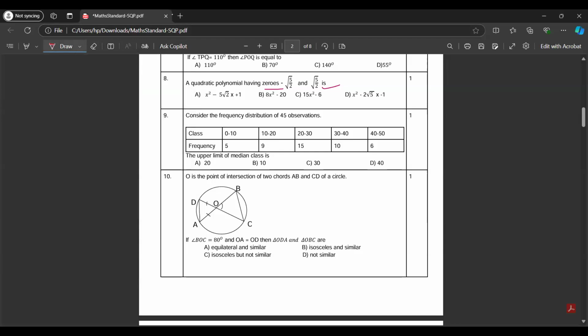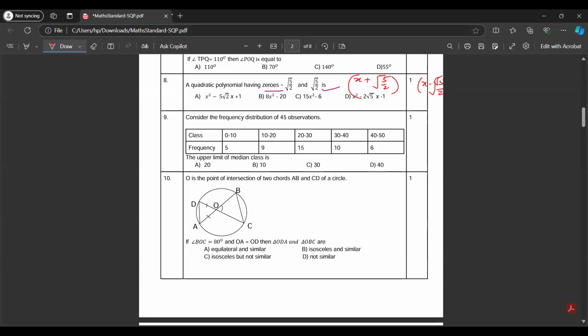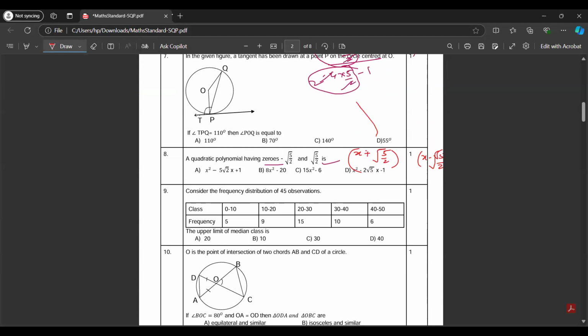Ma'am, I think the answer is B. Which is the answer? B. Okay, let's check. See, zeros are this. It means x plus root 5 by 2 is a factor. Second will be x minus root 5 by 2. Right, children? Now multiply them. So it will be x square minus 5 by 2. Now cross multiply, you will get Option B, 2x square minus 5.